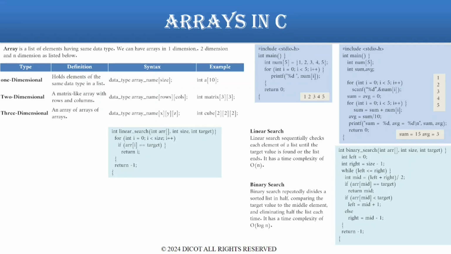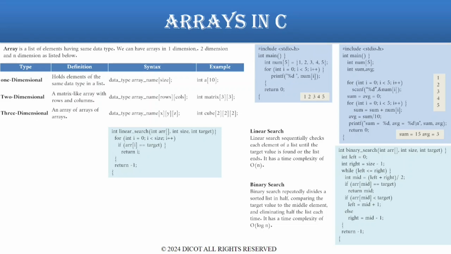This process continues until left becomes greater than right, implying all the elements have been searched. If the loop terminates without a successful search, return a value minus 1 to indicate the element is not found. For a successful search, return the position of the element, otherwise a value minus 1 is returned.